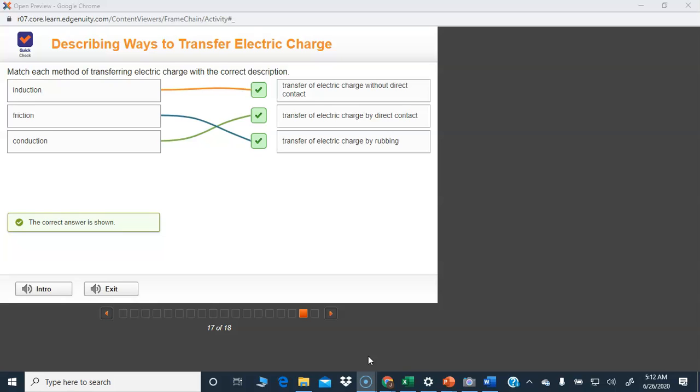Friction. That's the transfer of electric charge by rubbing. And conduction. That's the transfer of electric charge by direct contact. So that would be electricity moving through a wire, connecting the positive and negative terminals to allow the electrons to flow directly.